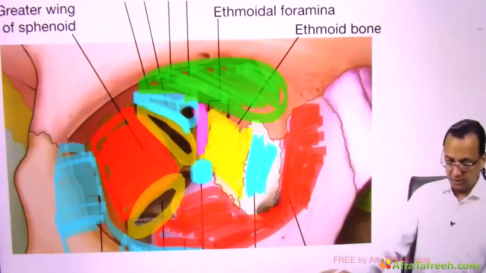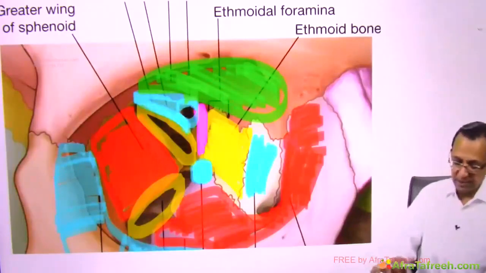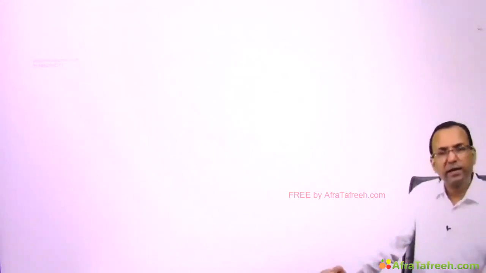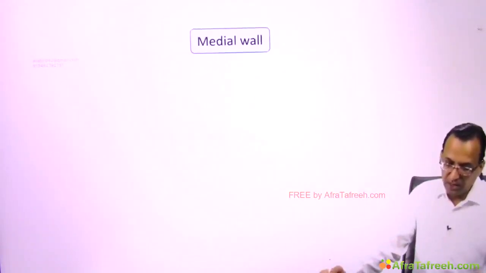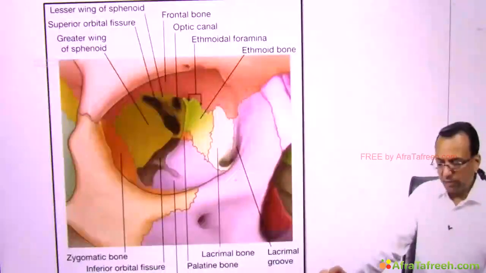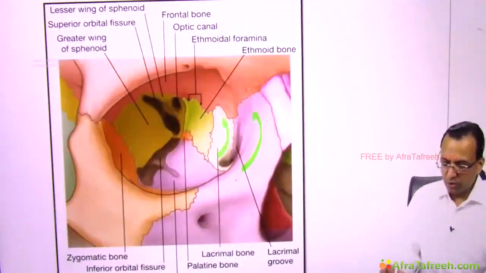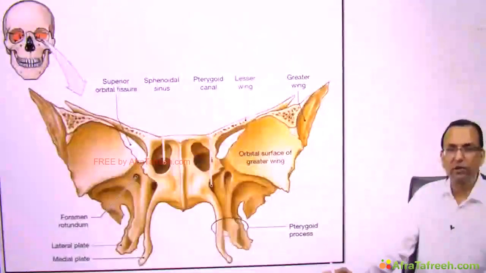Sir, again this diagram has become complicated. Yes, it has become. Don't worry, we'll draw it, then it will be a simplified diagram. But at this moment, look at the middle wall once again. 1, 2, 3, 4 bones we have seen now. No, you haven't seen them. Actually, you have to discuss more.